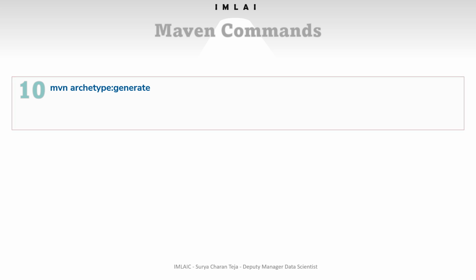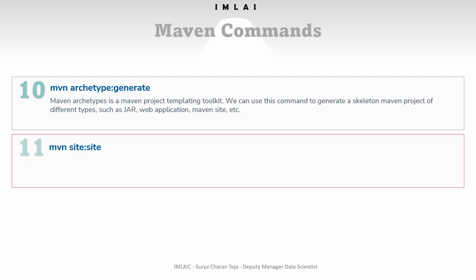It has different Maven templates for different formats such as jar, web application, and maven site, etc. Then we have mvn site:site. This command generates a site for the project. You will notice a site directory in the target after executing this command. There will be multiple HTML files inside the site directory that provide information related to this project. That also we'll see.